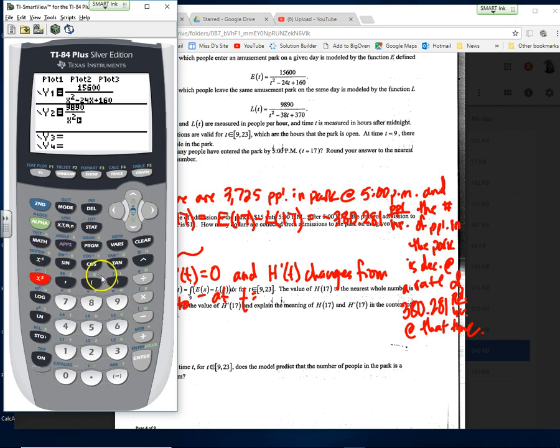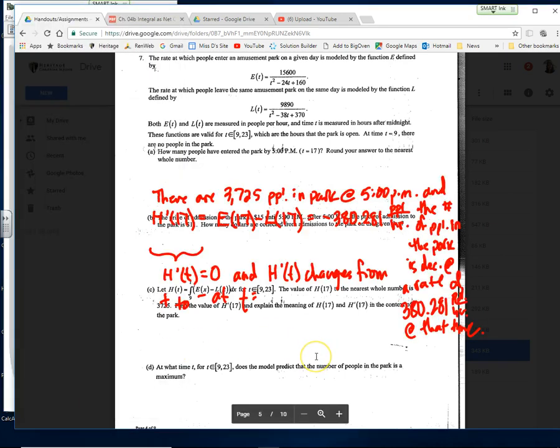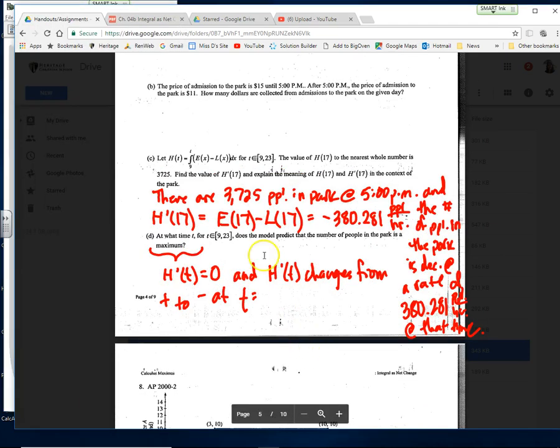However, are there times, like when the H comes into play, where it might be helpful to think about them together? Yes. Didn't we just say that H prime is equal to E minus L? And in order to find a relative maximum, we need a critical number, aka H prime equal to 0, and we need H prime to change from positive to negative, so that H changes from increasing to decreasing.